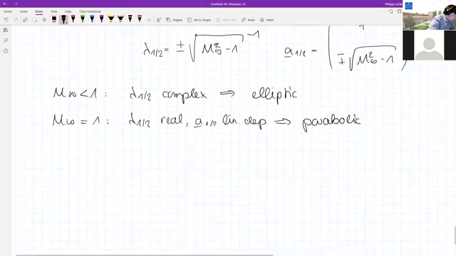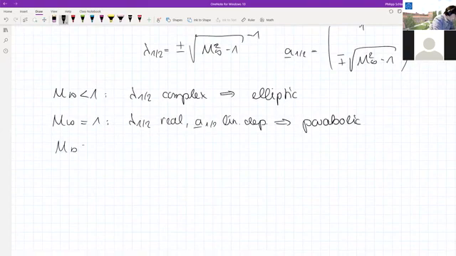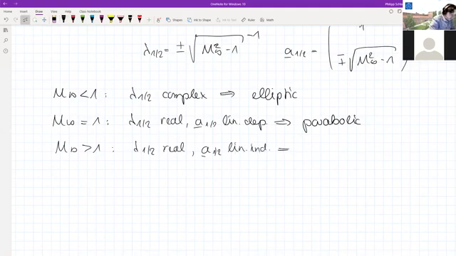And similarly, if we're at the other side, if Mach is larger than 1, then we have again lambda 1 and 2 real, but a1 and 2 are linearly independent. And of course, this we can easily see in the bracket here. If it's larger than 1, we just get two numbers here, and of course, this is a linearly independent vector. In this case, then we have a hyperbolic problem.